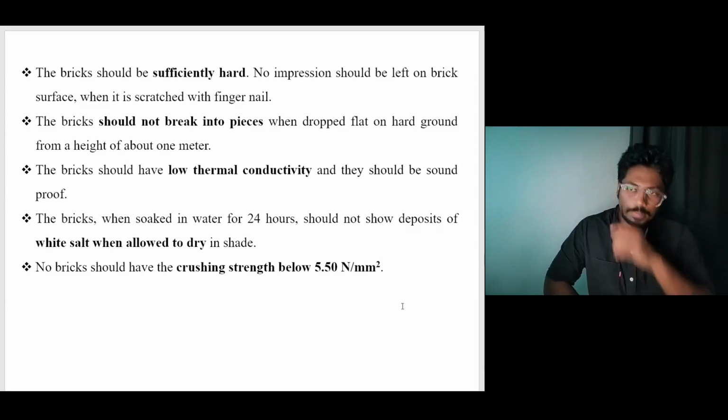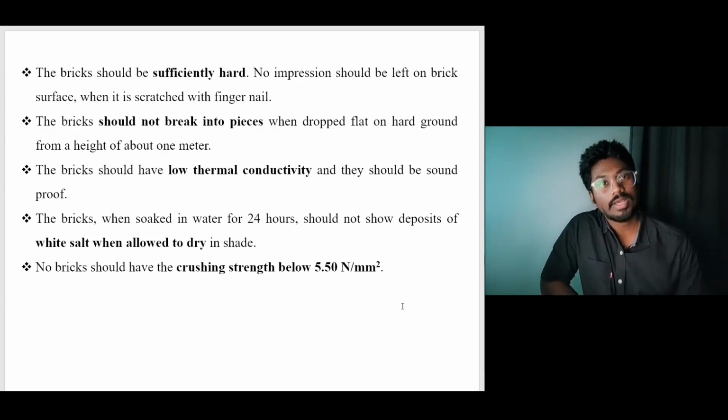A brick should not break into pieces when dropped flat on the ground. Now, when you're taking a brick and dropping it from a height of about 1 meter onto the floor, it should not break into pieces. This is one simple way of identifying a good quality brick from an inferior one.